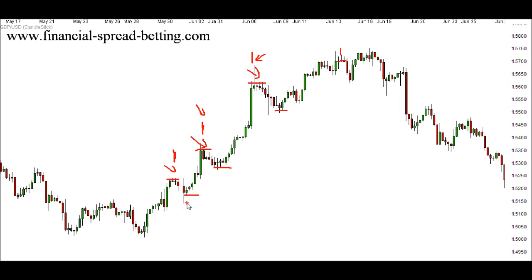And the same with the lows. We have a low. We then have our second low, which is higher than our first. Our third low is higher than the second. Our fourth low is higher than the third. And that's the very basics of an uptrend.